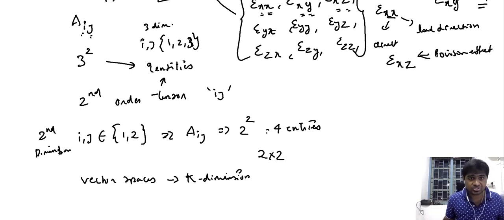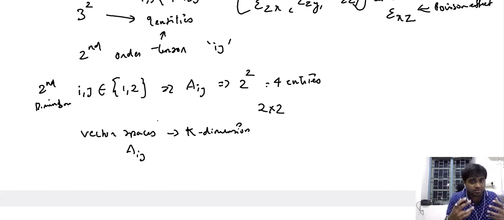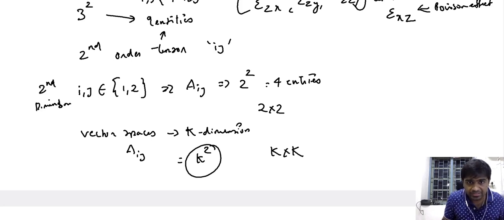So in those instances, when we have a tensor a_ij in a vector space, the number of possible values this particular quantity can assume will be k square, and the size of the matrix will be k cross k. The number of entries this tensor in a vector space of k dimension can assume is k square, and this is what we refer to as the second order tensor.